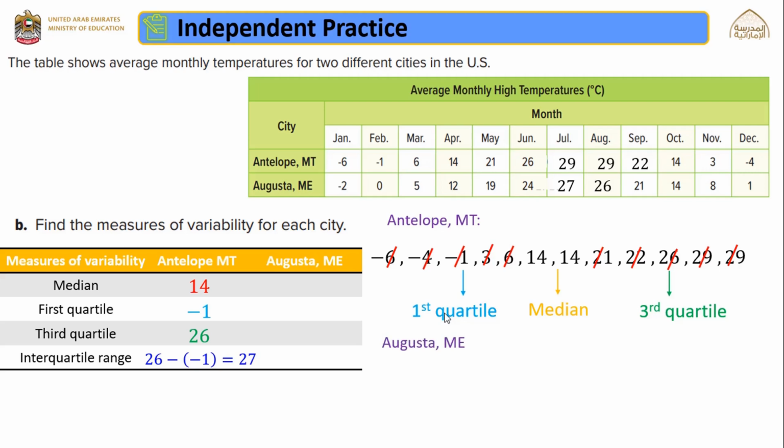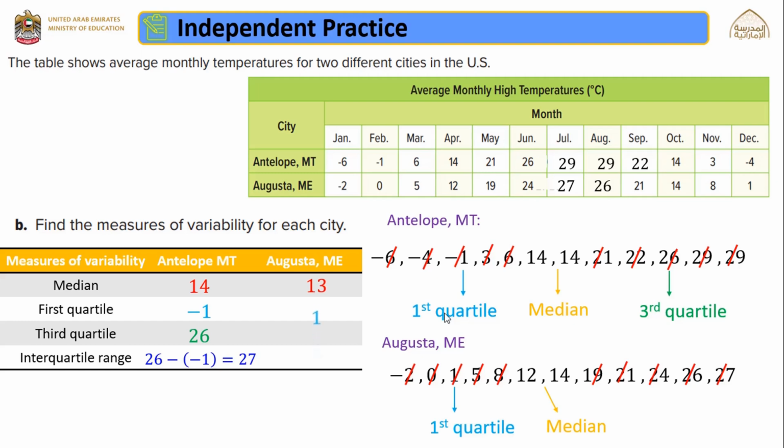Similarly, we can find these for Augusta. The data should be ordered from least to greatest in order to find the median. Whenever we have two values in the middle, we need to find the mean of these two values to get the median. So the median lies exactly in the middle between 12 and 14, which is 13. To find the first quartile, we need to find the median of the lower half. To find the third quartile, we need to find the median of the upper half. The interquartile range is the difference between the third quartile and the first quartile. 24 minus 1 is 23.